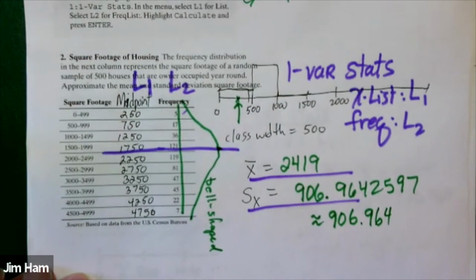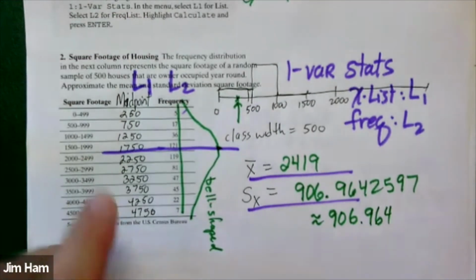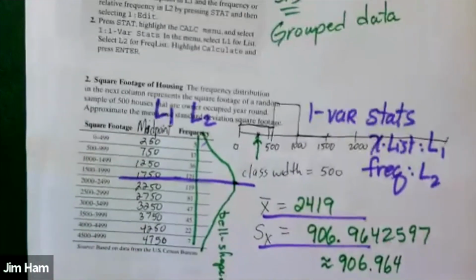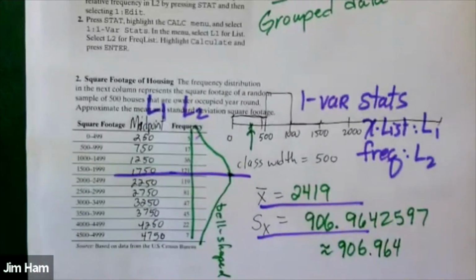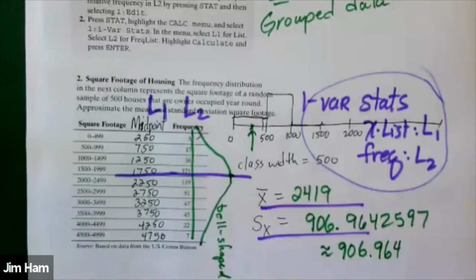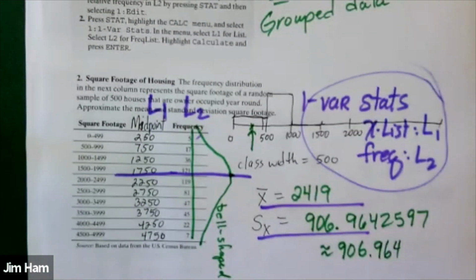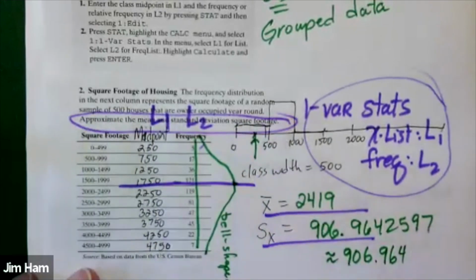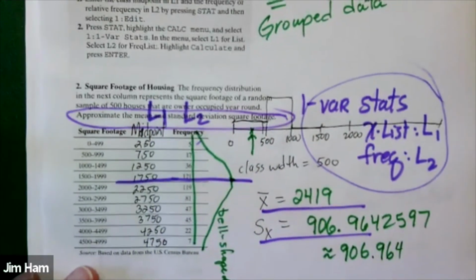So if you have a problem like this, it takes you a little bit of time to calculate the midpoint and a little bit of time to enter the data into the calculator. But once you have that, you run this function and you get most of the things that they're going to ask for. And you can see this is the question that they ask here: approximate the mean and the standard deviation.